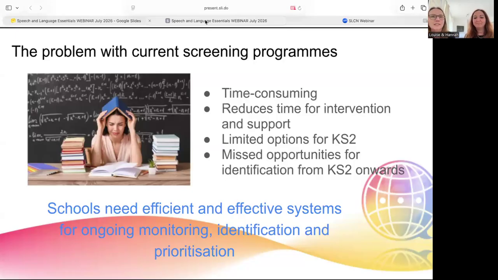So these early identification tools remain really important, but they should not be our only focus. Schools need efficient and effective systems for ongoing monitoring, identification and prioritisation throughout a child's education, ensuring that children whose needs emerge or become more apparent later are not overlooked.